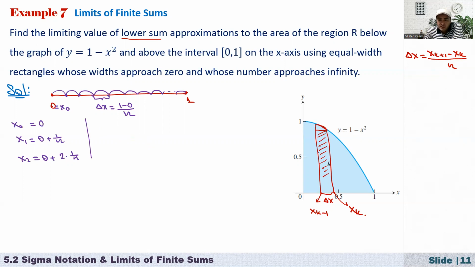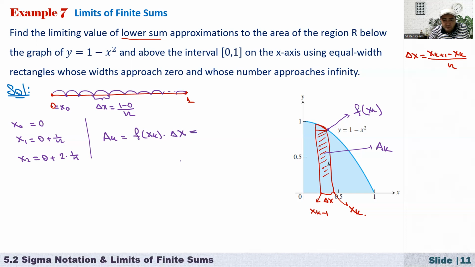Area. Now, let me label this area as A sub k. Then what is my A sub k? That's a rectangle, right? The area is equal to the width times height. And what is our height? Height is this part, right? See here, this one is height. Height is equal to the value of the function at this point, that's f of x sub k. So that is f of x sub k times width. And what is width? Width is delta x.